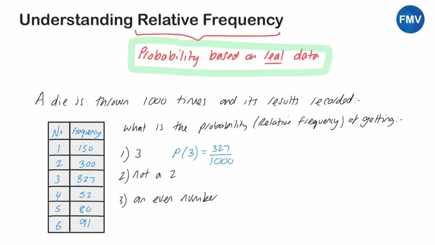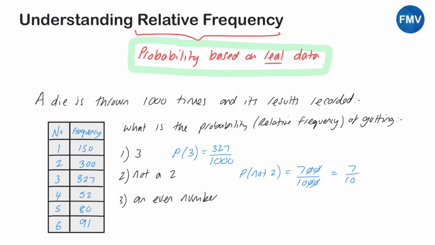So what's the chance of not getting a 2? Well, the not getting a 2 is getting a 1 plus a 3 plus a 4 plus a 5 plus a 6. Alternatively, you could do it 1,000 because it was thrown 1,000 times, minus 300 means it's 700 out of 1,000. That one's easily simplified to 7 out of 10 because they cancel. And there we go, 7 out of 10.